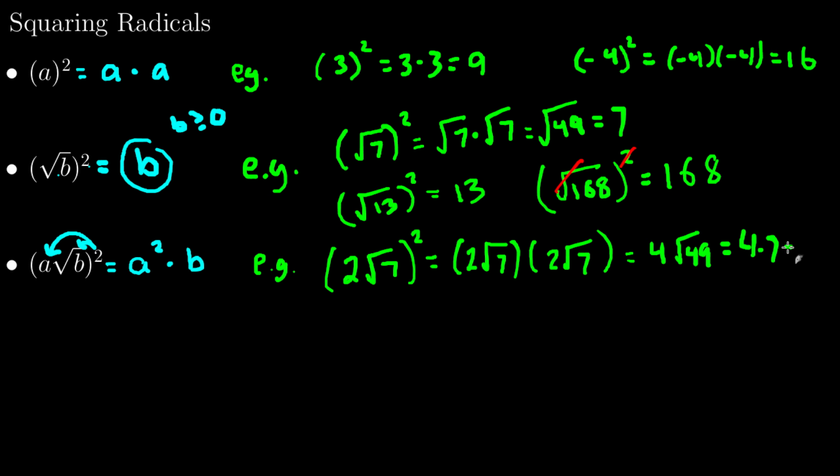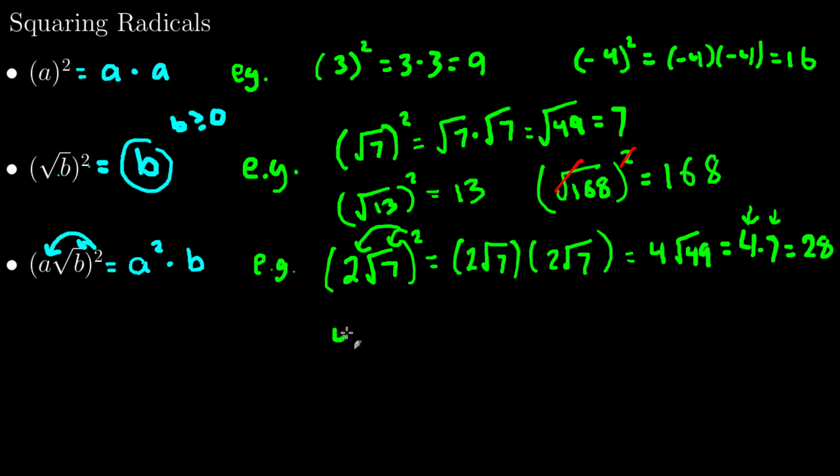And 4 times 7 will just give me 28. Now I don't need to go through all that process. The way I would do this is I would do 2 squared, get 4, root 7 squared, get 7, and then multiply them. So I'll go through a bunch more examples.